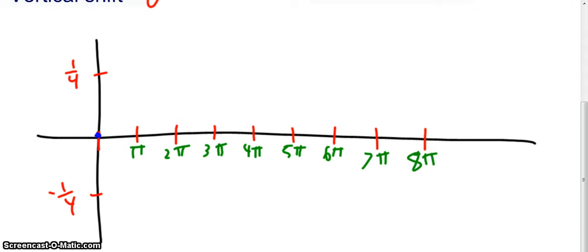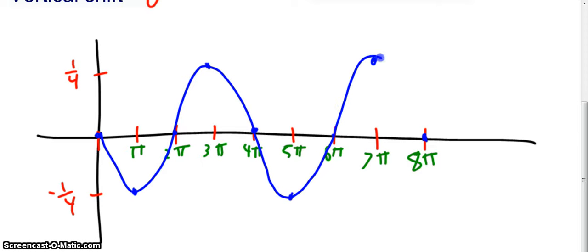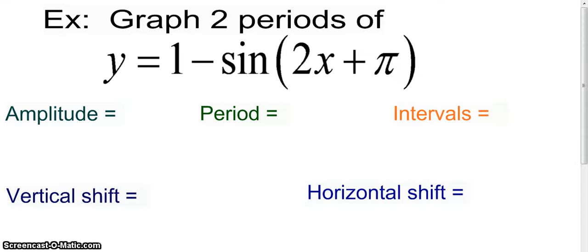Sorry, I wanted the blue. Then I go back to the midline, then I go up, back to the midline. That's 1 period. Continuing with that pattern, I go down, back to the midline, up, back to the midline, and I draw my beautiful sine curve. There we go, 2 periods. Looks nice. Thank you. Alright, next one.